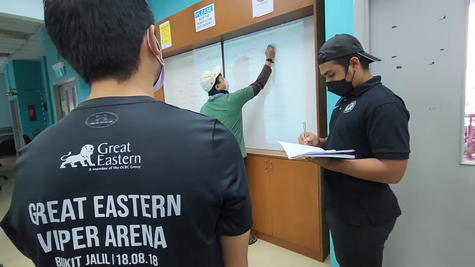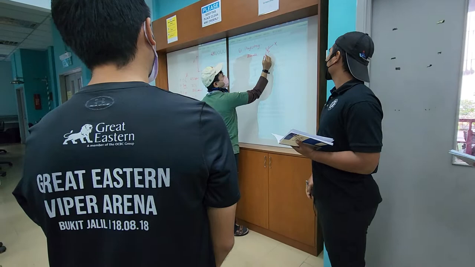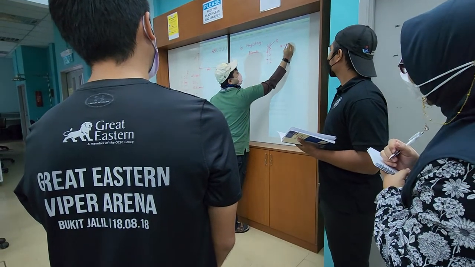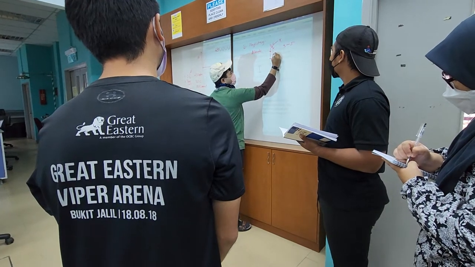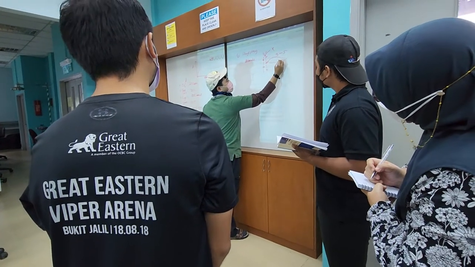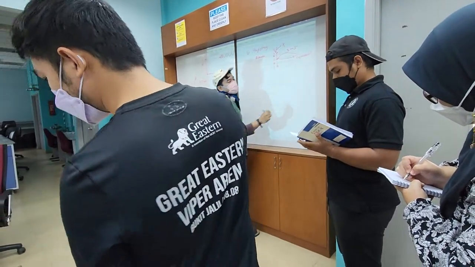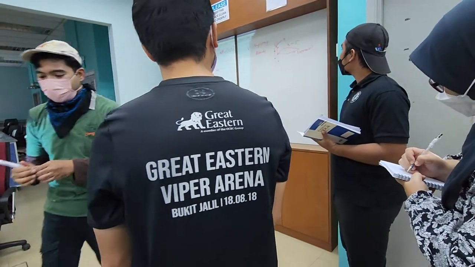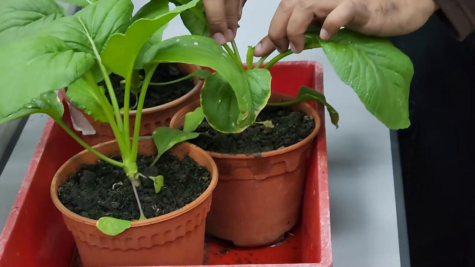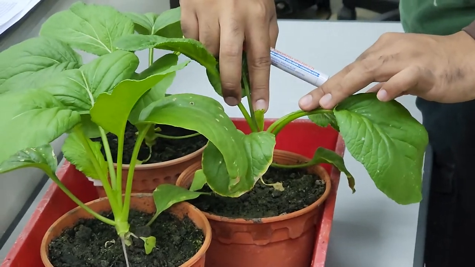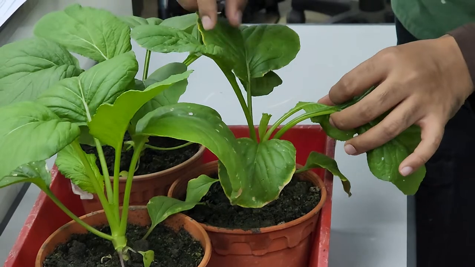So if it's alternate, number one, this one, don't count. From number 3 to number 5 from the top. 1, 2, 3. Check for this. Look at the size. Is it fully expanded? This is what you count. Why don't you count this? Because we can't tell, it's still a leaf primordial.